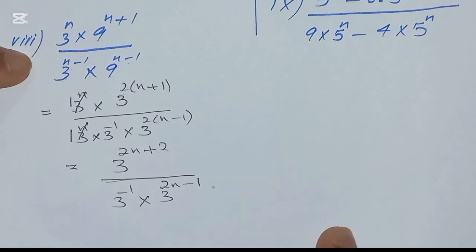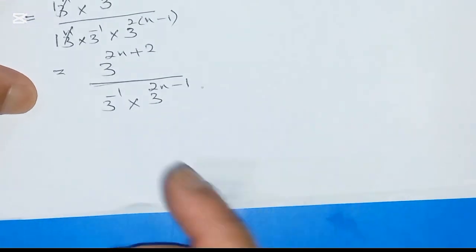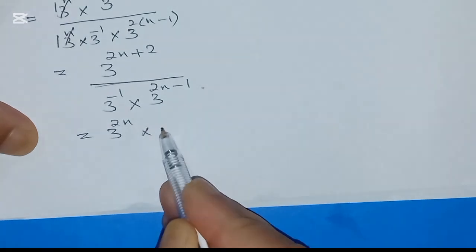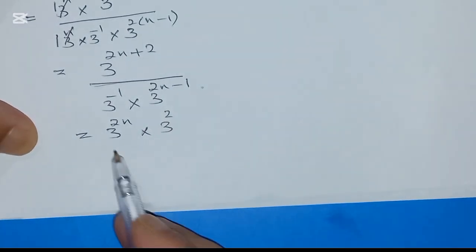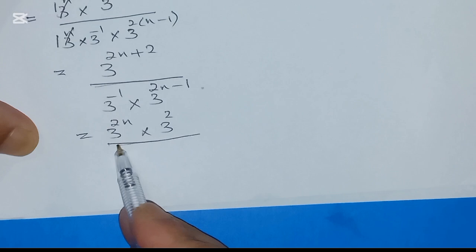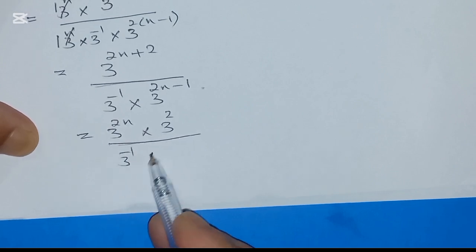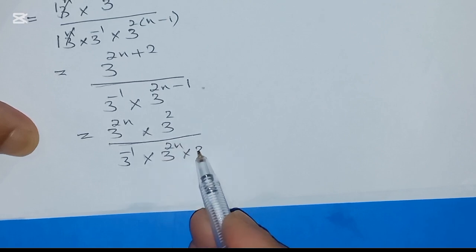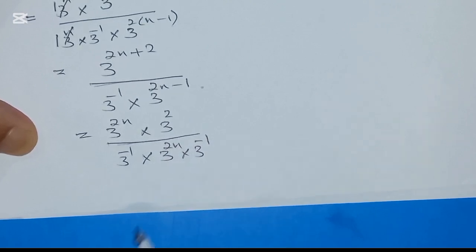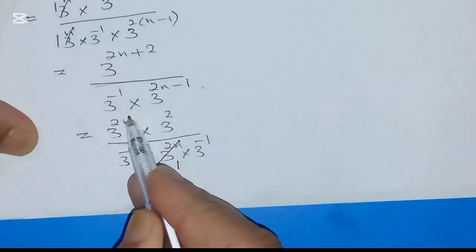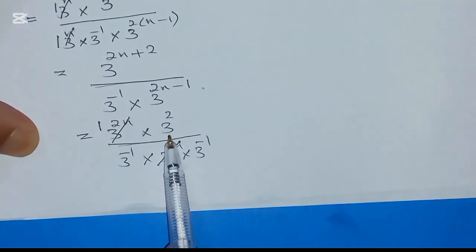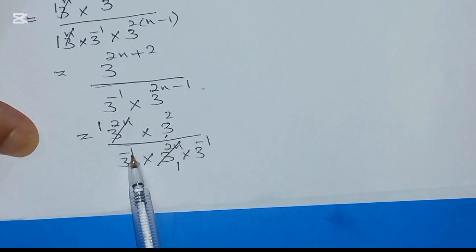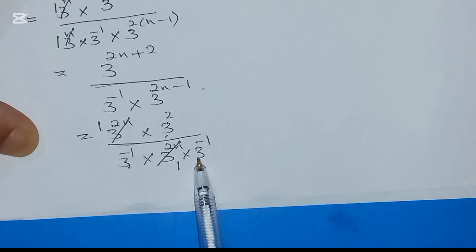Now in the next step we can write this as 3 power 2n multiply 3 power 2 divided by 3 power minus 1 multiply 3 power 2n multiply 3 power minus 1. So now this 3 power 2n cancels with 3 power 2n, and these values have the same base. 3 power 2 base is 3, 3 power minus 1 base is 3, and in this case the base is 3.